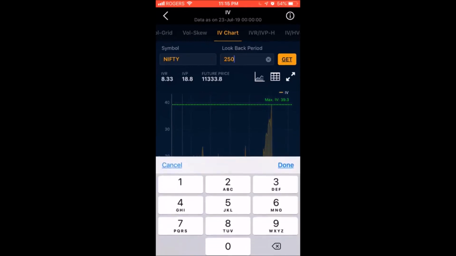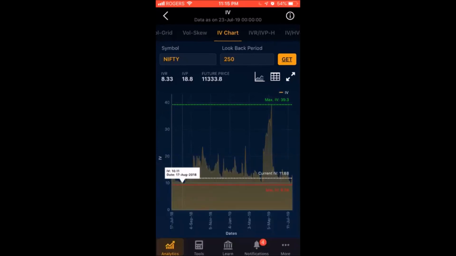It comes with a 250 days look back period, which is the default. If you want to change it, you can, as long as you have a pro subscription. Alongside that, 250 days is good enough as a default feature.